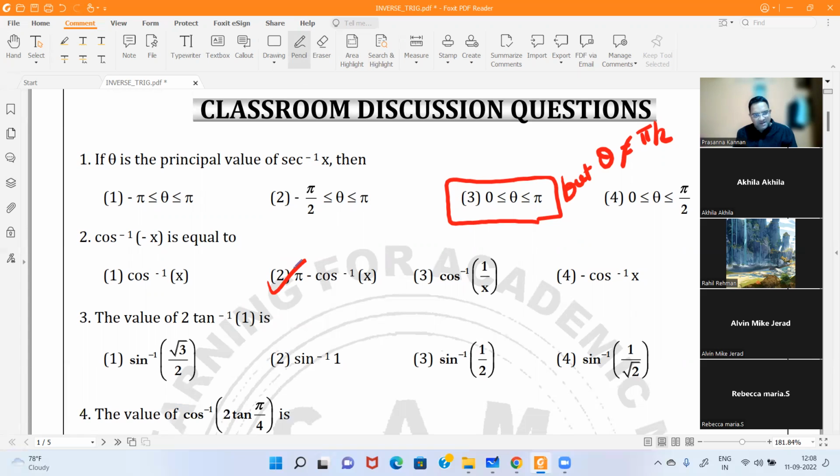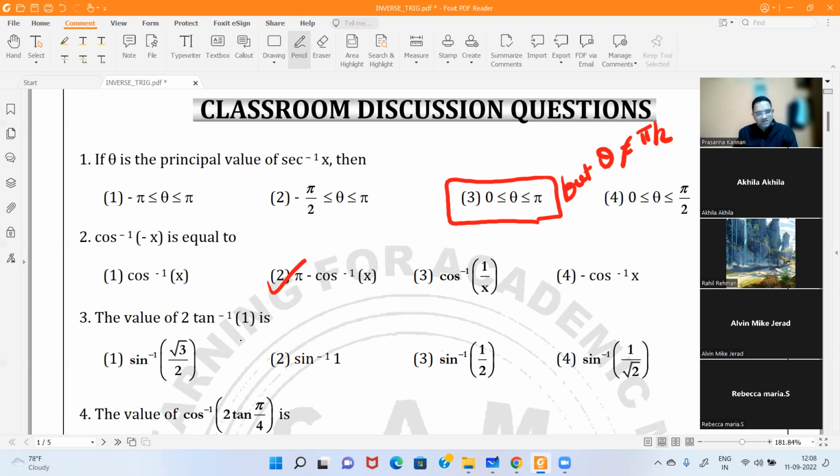What about secant inverse minus x? Pi minus secant inverse x. What about cot inverse minus x? Again pi minus. Whereas if you take sin inverse minus x, that will be minus sin inverse x. Tan inverse minus x will be minus tan inverse x. And cosecant inverse minus x will also be minus cosecant inverse x. Are you clear? Yes, sir. Okay, let's go to the next question now.